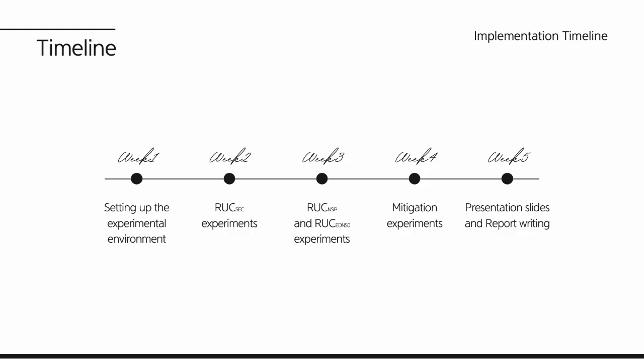In week 3, we move on to the RUC SIP and RUC EDNS0 experiments. We will manipulate the name server IP addresses and the EDNS0 capability caching behavior to observe how resolvers respond to these attacks. This phase is where we collect most of our performance and failure data.